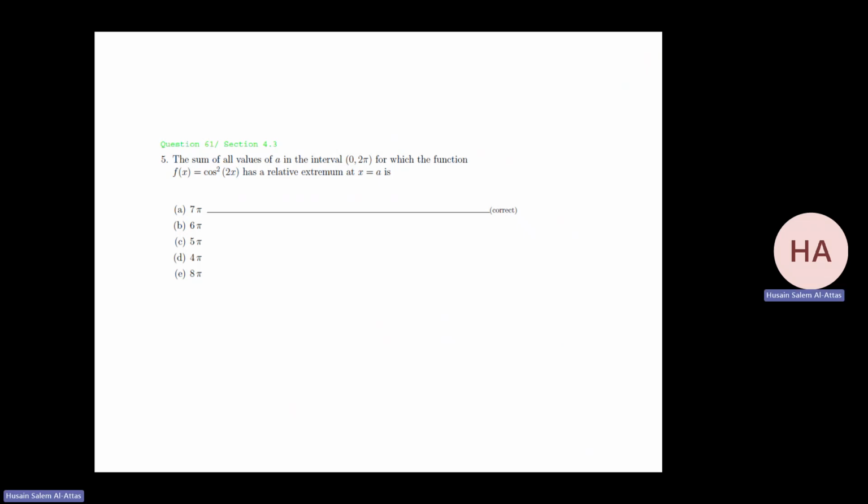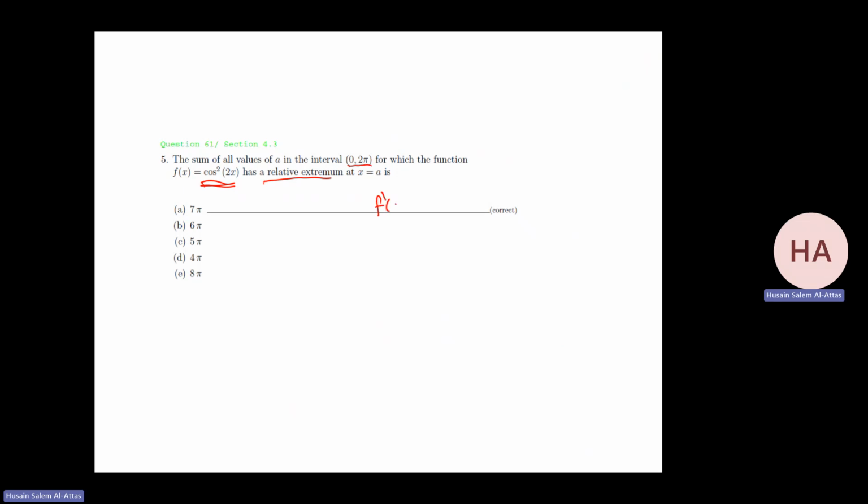Yeah. The sum of values of n, the interval in which the function has a relative extrema. This function. Okay. When you say the relative extrema, it means you include both relative maximum and relative minimum. Okay. And this is the interval.